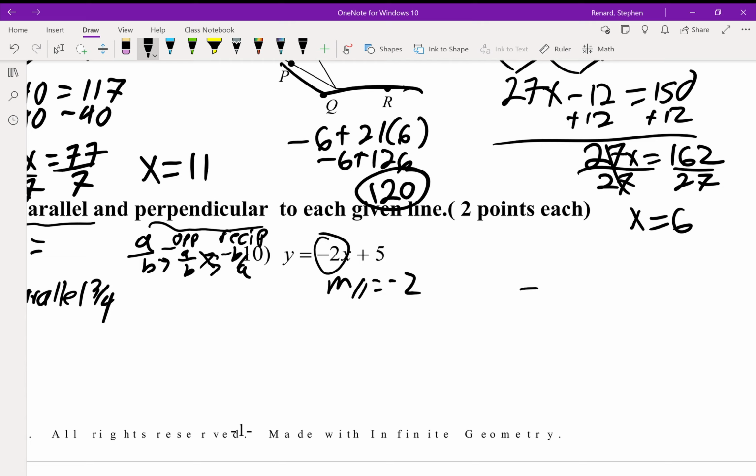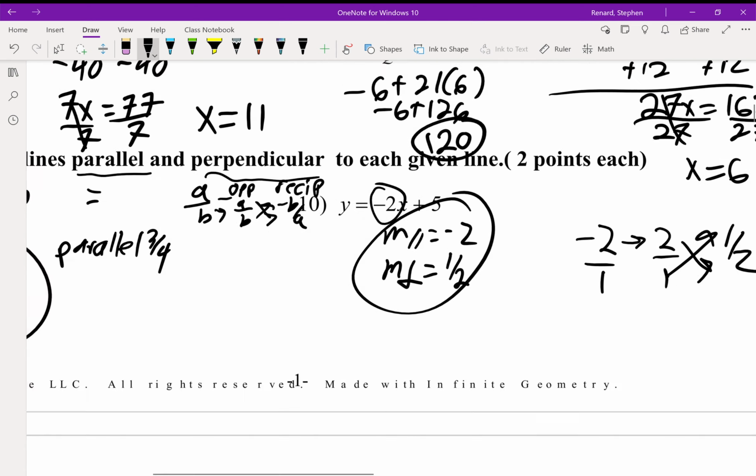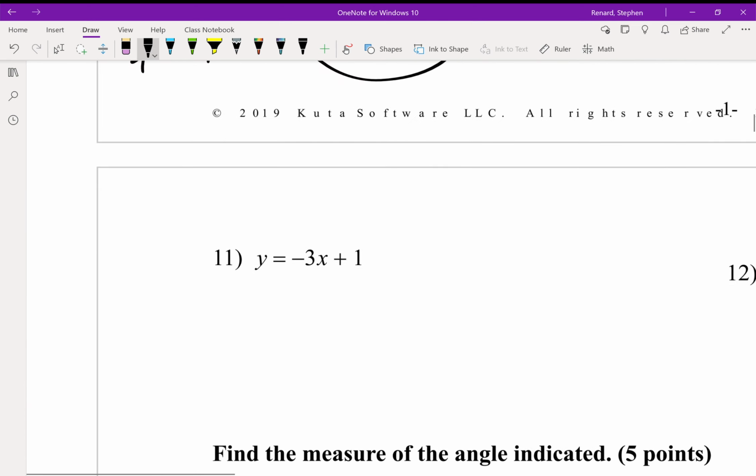Perpendicular slope, a little bit tougher because negative 2. So we can do the opposite. We get 2, but then how do we flip it upside down? Well, we remember that that's a 1 right there. So when we do the reciprocal, that turns into positive 1/2. Next two are basically identical to the two we just did, just with different numbers.